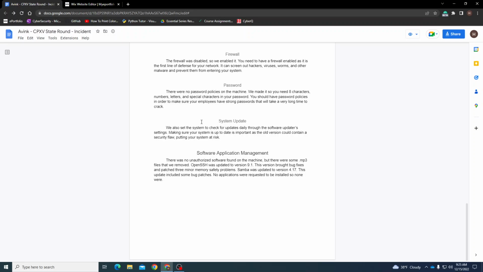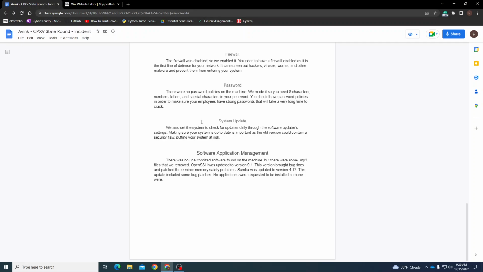We also set the system to check for updates daily through the software updater settings. Making sure your system is up to date is important, as older versions can contain a security flaw, putting your system at risk. And then finally, moving on to software application management, there was no unauthorized software found on the machine, but we did find some prohibited MP3 files that we removed.